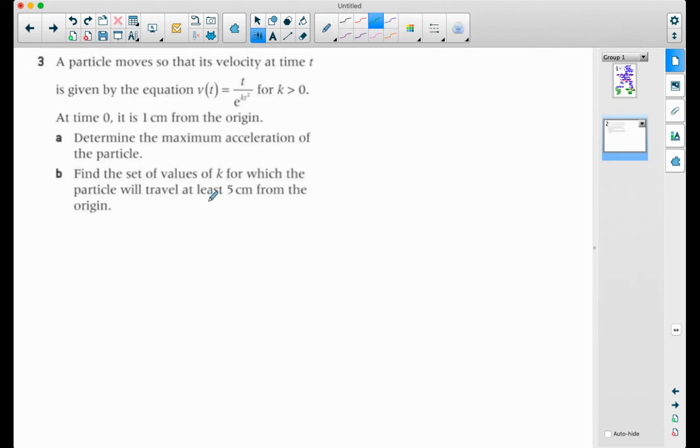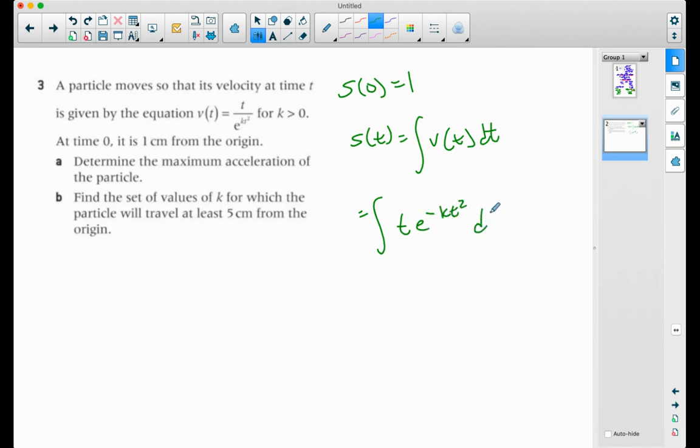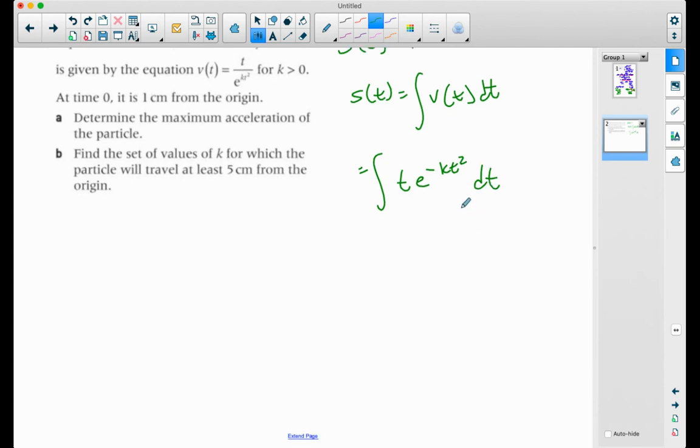B part wants the set of values of k for which the particle will travel at least 5k. Well, if it's traveling, we are going to need the distance. And we know that the distance or displacement at 0 is 1. So in order to find the displacement function, I have to take the integral of the velocity function. And that is going to be, if I rewrite this as I did before, e to the negative k t squared dt.